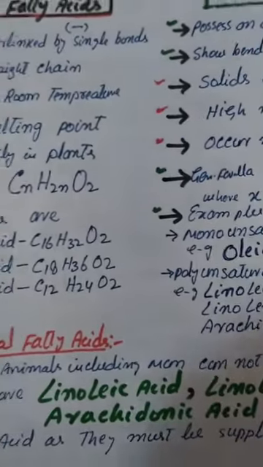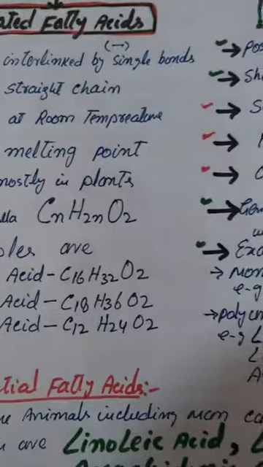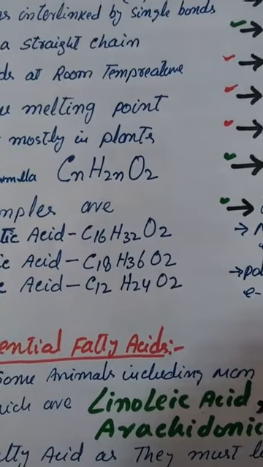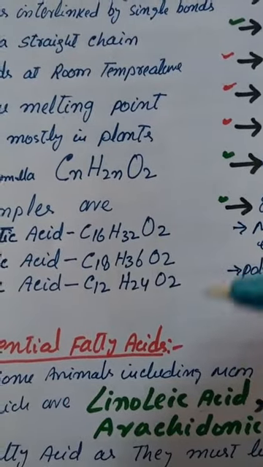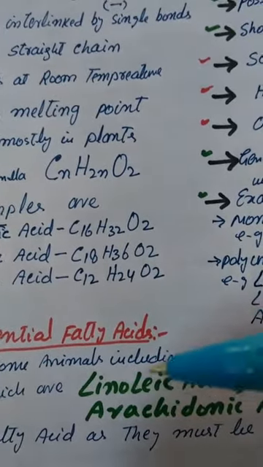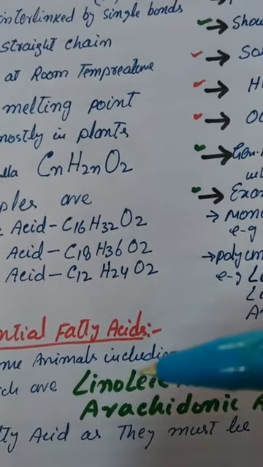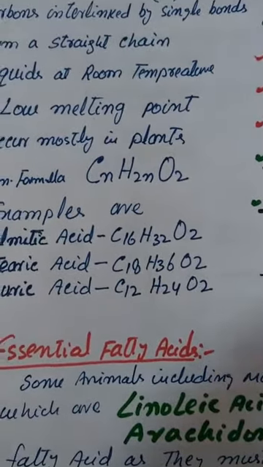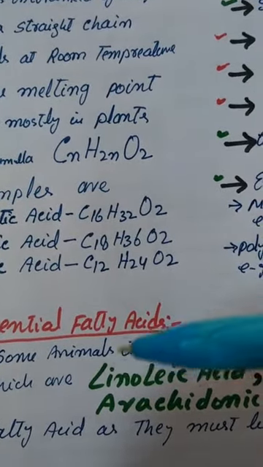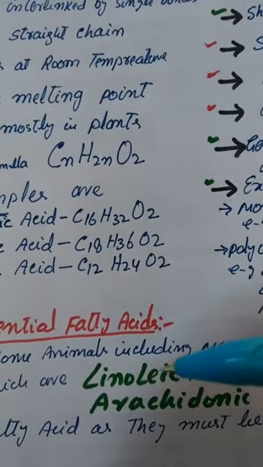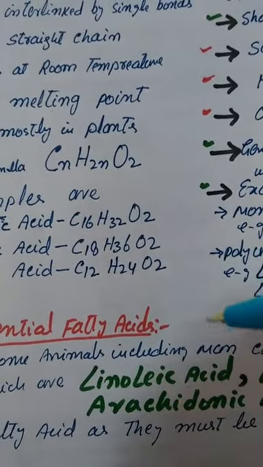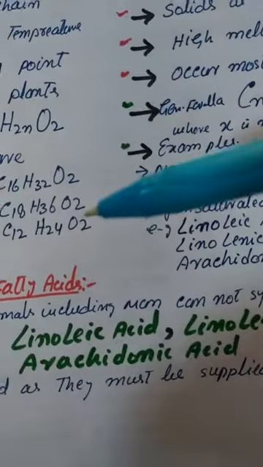Now, another important point which we have discussed here is the essential and non-essential fatty acids. Essential fatty acids are those fatty acids which are not synthesized by the body and must be supplied through the food of an organism. Whereas non-essential fatty acids are those fatty acids which are not required to be supplied through the food, as the body of the organism is capable of synthesizing such fatty acids on its own. Therefore, those are called non-essential fatty acids.